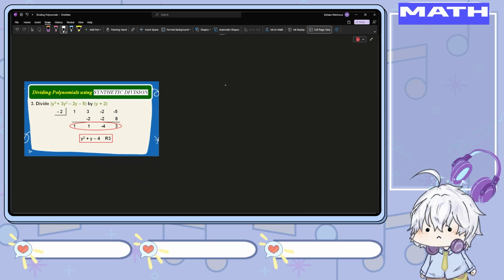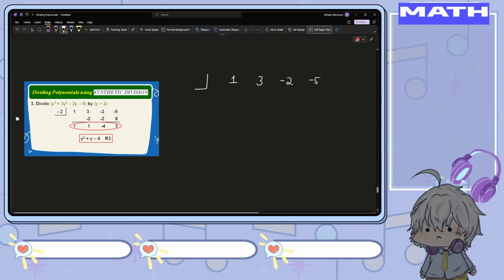Next, let's verify this. We have y cubed. The numerical coefficient of y cubed is 1. The numerical coefficient of y squared is 3. The numerical coefficient of y is negative 2. The numerical coefficient of the constant is negative 5. And the inverse of 2 is negative 2.